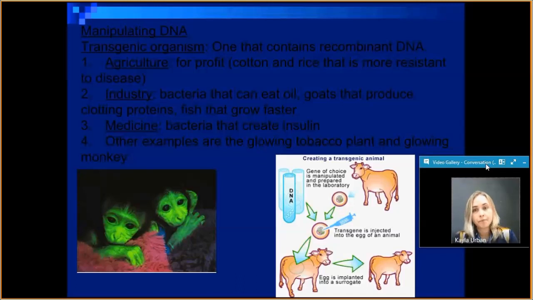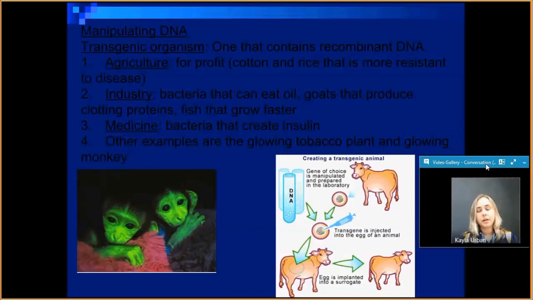In industry, you can create bacteria that can eat oil, goats that produce clotting proteins, and fish that grow faster. And in medicine, you can create bacteria that are able to produce insulin, which would be very good for diabetics. And other examples are glowing tobacco plants and glowing monkeys.